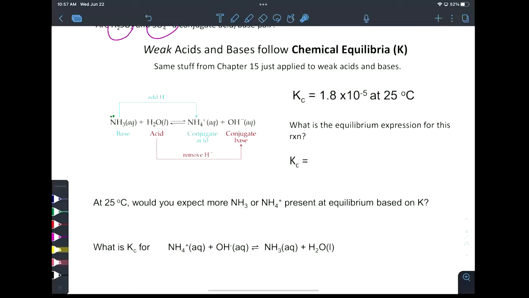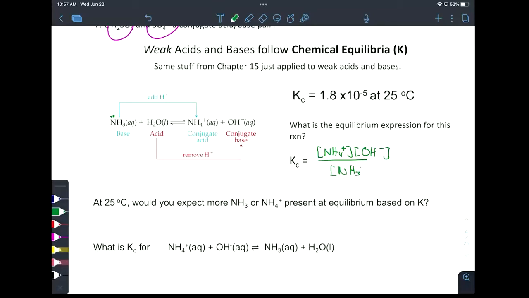So let's write the equilibrium expression for this reaction. So remember what K is. It's generally products over reactants. So what's in our numerator? Concentration of NH4+ times OH-. What goes on the bottom?